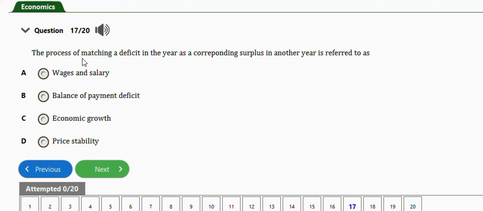It says the process of matching a deficit in the year with a corresponding surplus in another year is referred to as real wages and salary, balance of payment deficit, economic growth, price stability. The right answer is option B, balance of payment deficit. Next question is this one.